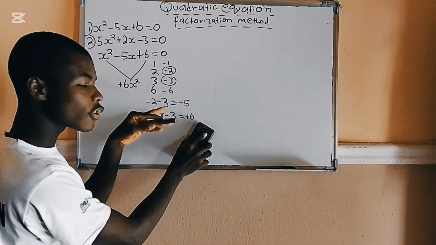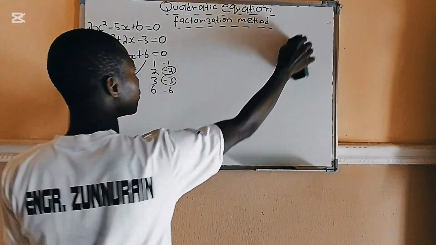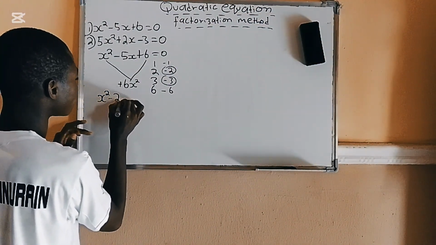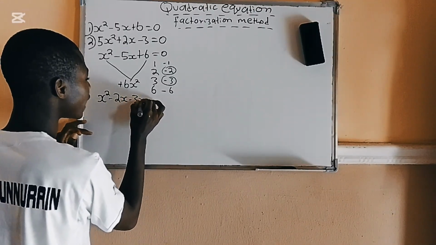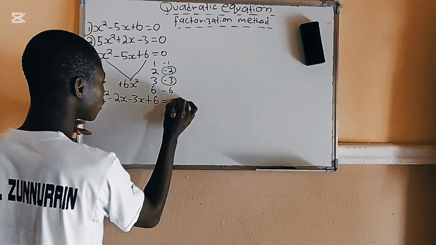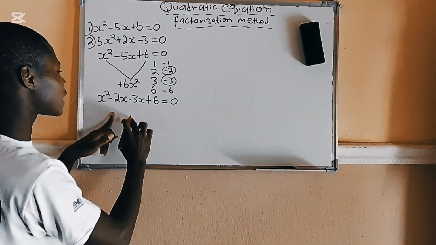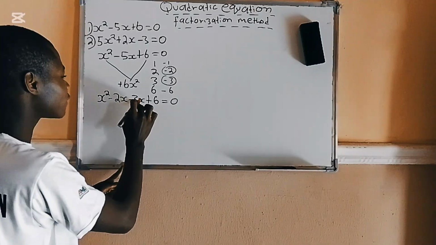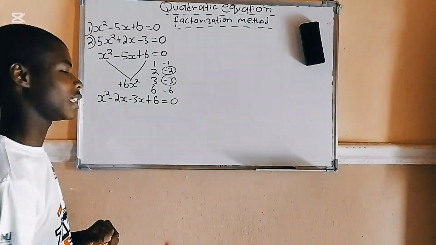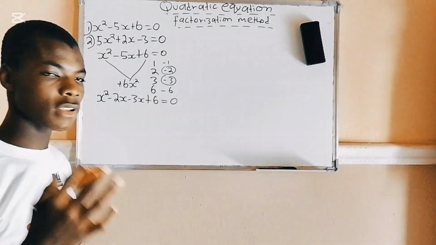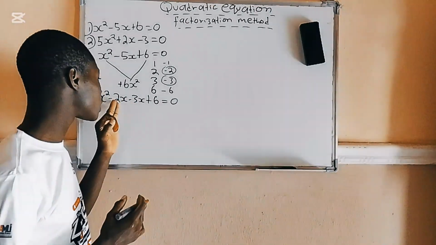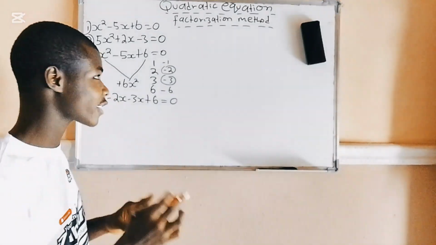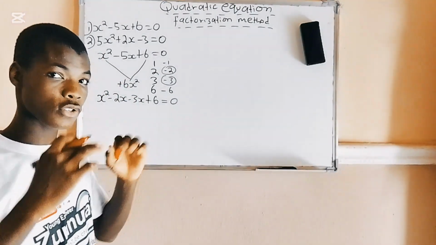So therefore, with minus 2 and minus 3, x squared minus 2x minus 3x plus 6 equals 0. Minus 2x minus 3x gives you minus 5x. Minus 2x multiplied by minus 3x, the minus signs cancel and it becomes plus, and 2 multiplied by 3 is 6, and x multiplied by x is x squared. It automatically gives us positive 6x squared.